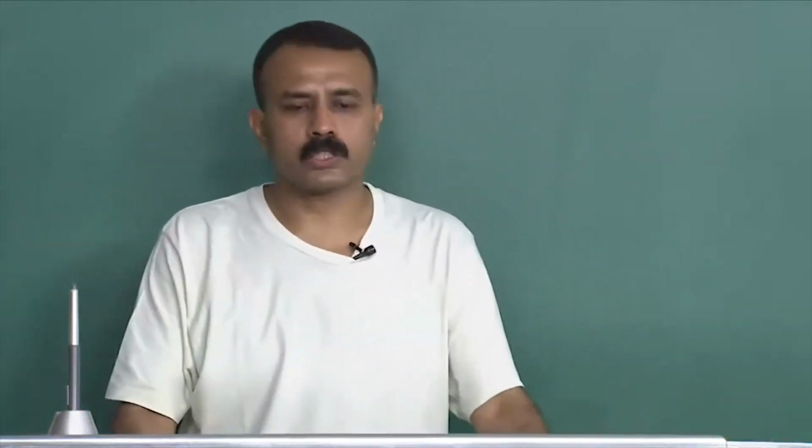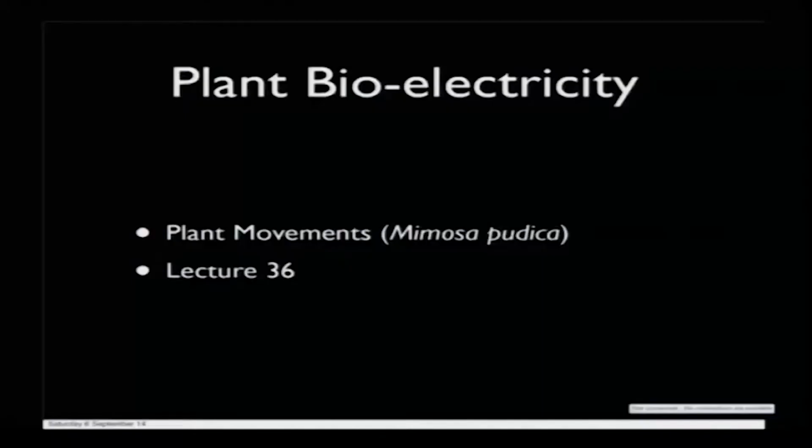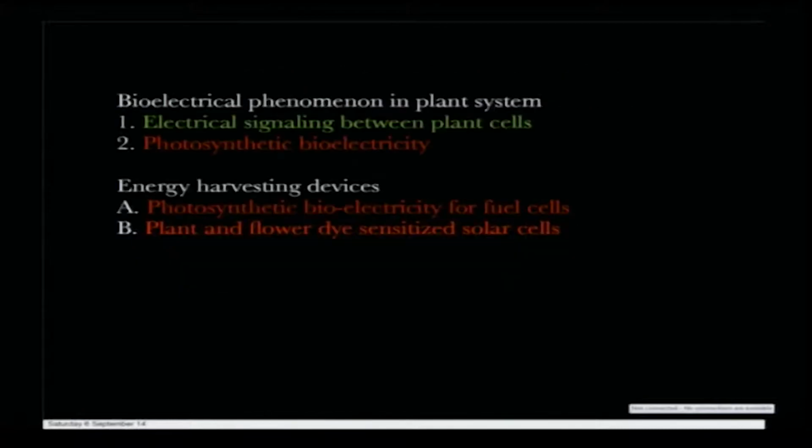In this section of plant bioelectricity, we will be talking about the plant movement of the Mimosa pudica, and this is lecture number 36. Now let us see a rehash of what we have already done in the bioelectrical phenomena in plant systems. Today we will be talking about what you see in green, the electrical signaling between plant cells. The other three topics, two we have already done, and we have also already done the dye sensitized solar cells.